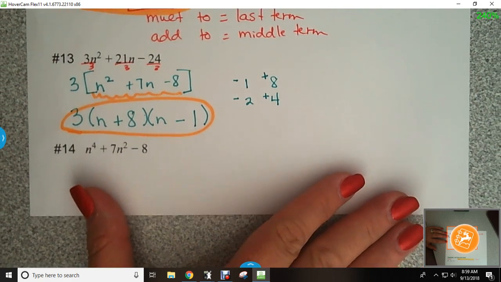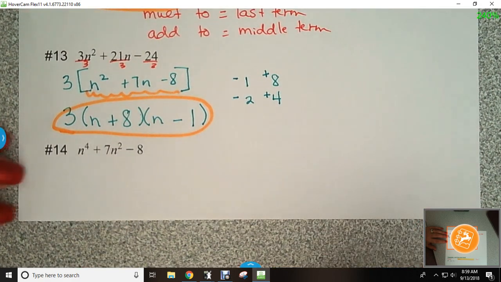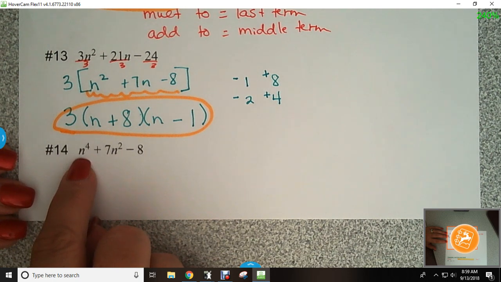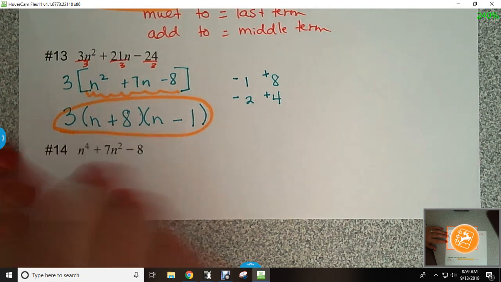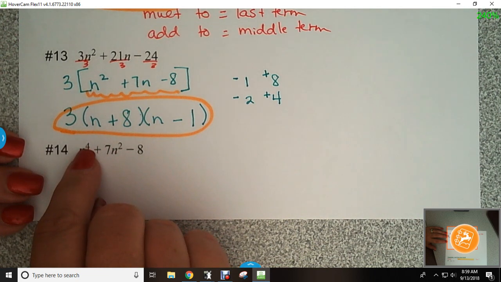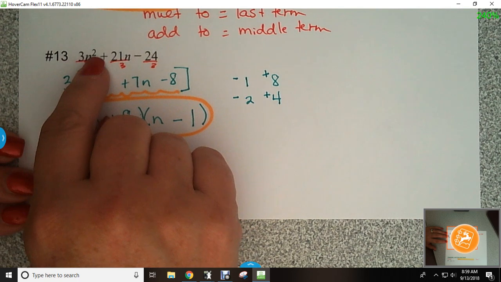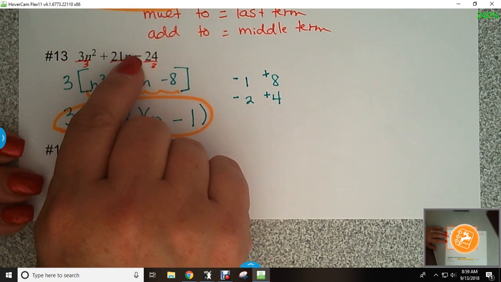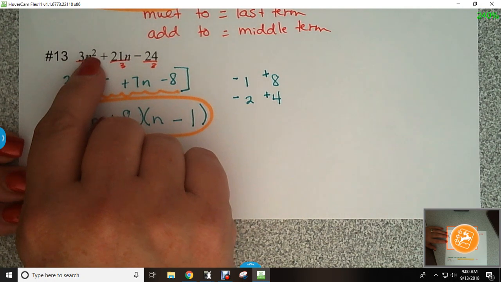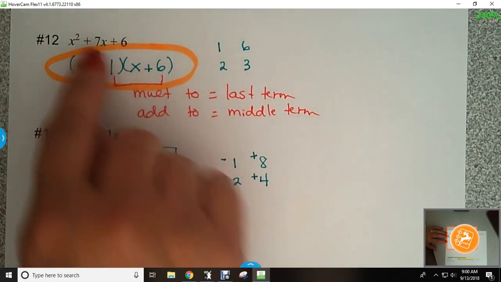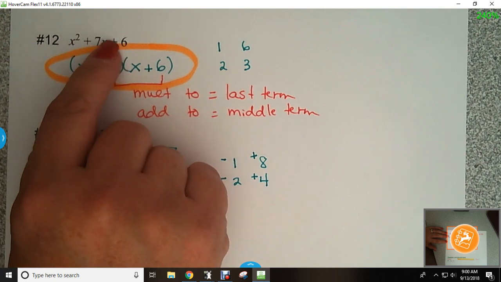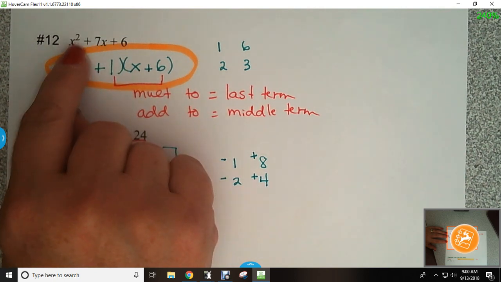All right, number 14 changes things up just a little bit more. I don't start with an n squared like I have in the last 3 examples. This is an n to the 4th. But something I want you to look at is the fact that this exponent is a 4. The next one is a 2, which is half of the 4. If I look back up here at this one, this exponent is a 2. This one is an n to the 1st, so this is half of my first exponent. A 2 and a 1. This one is half of that exponent.